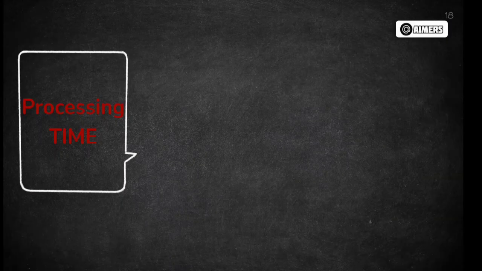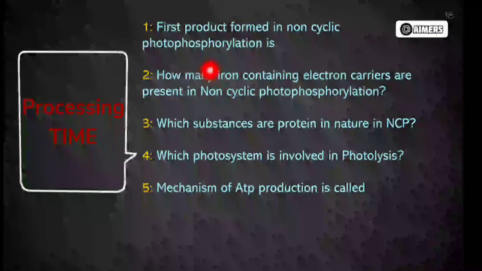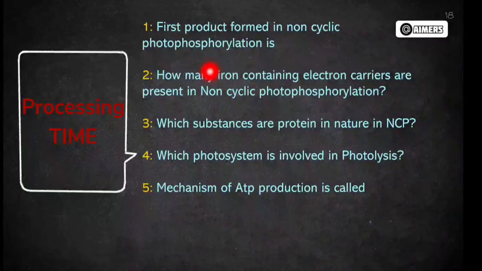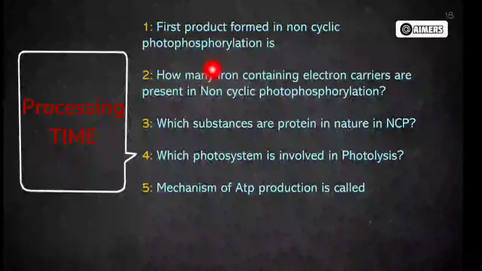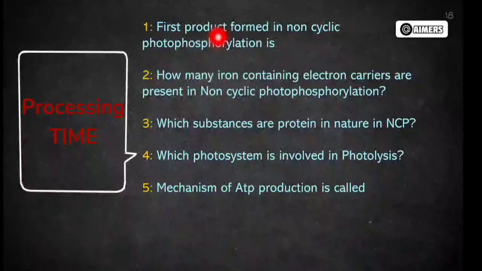Students, now it is practice time. I have designed some questions for you and you will answer those questions. Okay. So the first question is, what is the first product which is formed in the non-cyclic photophosphorylation? Okay, revise it. What would be the first product? So the majority might have answered it as oxygen, but that is wrong. I told you earlier that oxygen is a byproduct. It is not the main product. Okay, so the first product formed in non-cyclic photophosphorylation is ATP.